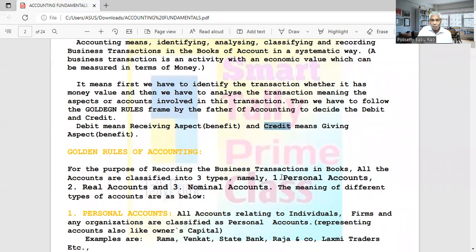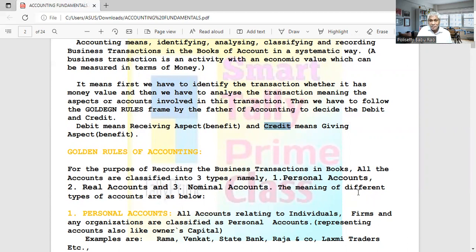Okay. So note down this. Number one is personal accounts. You can note it down, or you can watch the video again and again, or you can take a screenshot or photo from my screen, because the notes are already there. Number one is personal accounts. Next, number two, real accounts, and number three, nominal accounts. So these are the three types of accounts: personal accounts, real accounts, and nominal accounts.